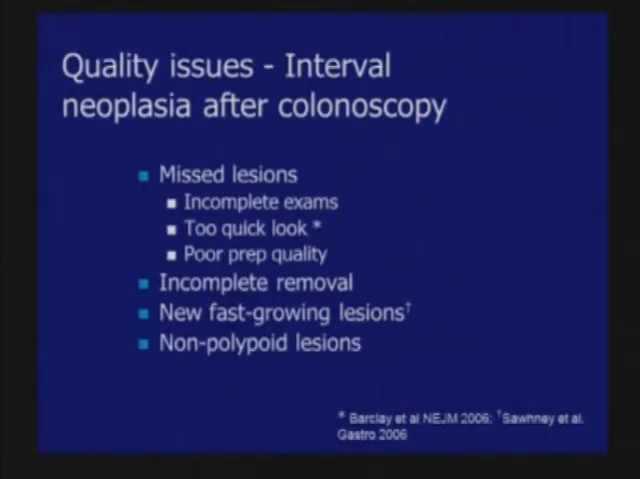Now, how about interval neoplasia? This is the big problem I think that we're learning about, that lots of people who are getting colonoscopies for screening are still getting colon cancer, and there are lots of reasons for this. The first is that we're missing lesions, and we can miss them for a number of reasons. One is that the exams that we do are incomplete, so we think we're at the cecum, but we're actually not. So one of the things to tell the fellows is that you have to document when you get to the cecum, and you have to be sure that you get there.